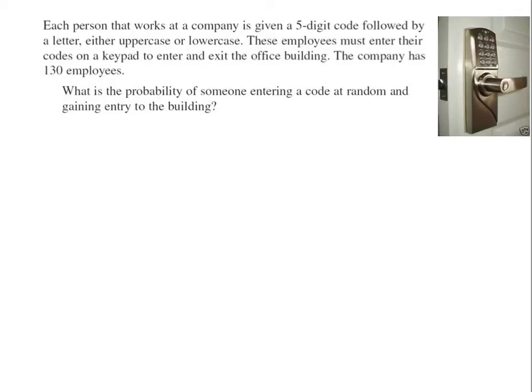Probability would be how many favorable outcomes out of all possible outcomes. And that's the first thing you want to calculate: how many possible outcomes there are. In other words, how many different 5-digit code followed by a letter, either uppercase or lowercase, passwords are available. And then what's the probability of just some random person entering a code at random and gaining entry into the building? So you're going to have to combine techniques, and you will definitely have to use the counting principle to figure out which part is going to be used in your probability.